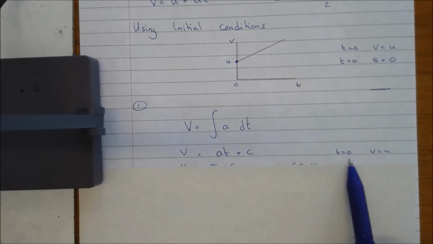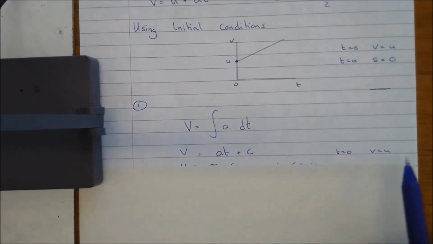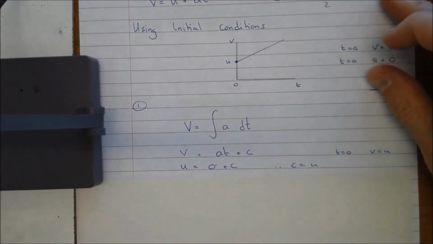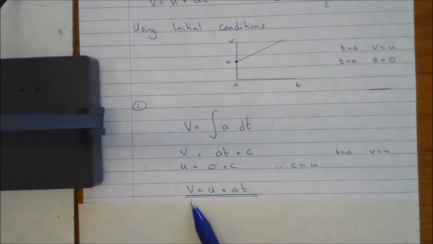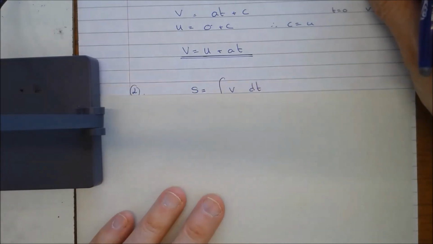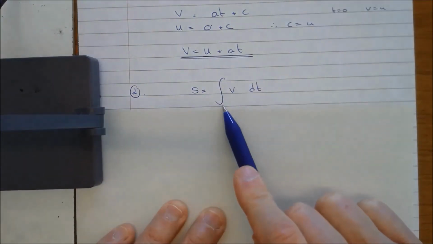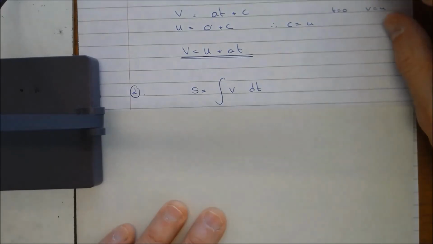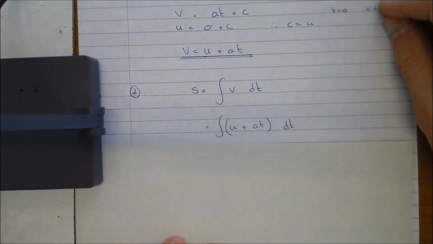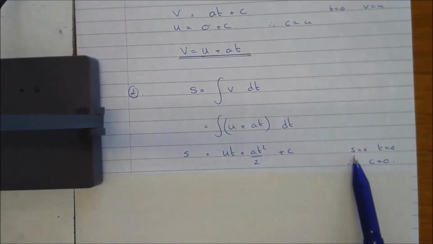Let's look at our second situation. If we want to find displacement, then we're going to integrate velocity with respect to time. Once we've done the integration, we use our initial conditions, s equals 0, t equals 0, so therefore c is equal to 0. So we have a final equation for displacement, which, as you can see, is one of our SUVATs. And that's as much as we need to be able to do for this section to be able to complete the remainder of the questions. Okay, good luck.